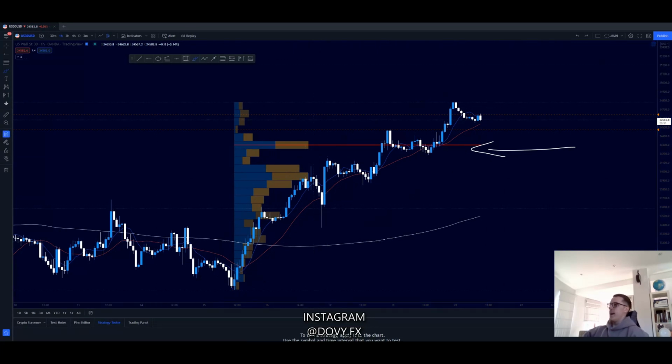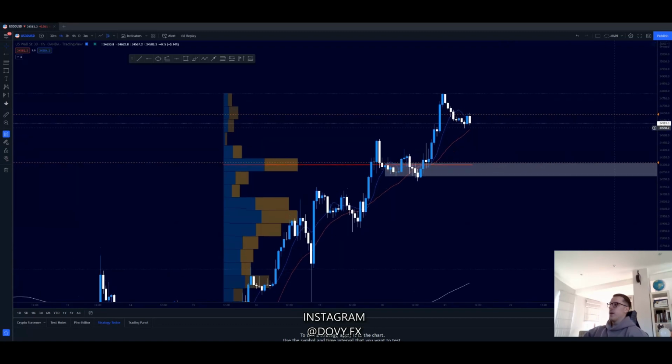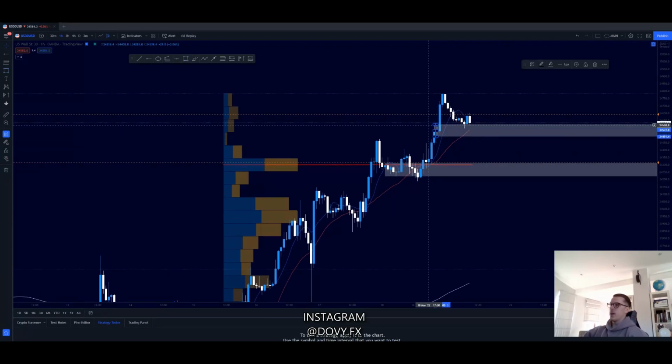So also we have a demand zone that we can mark up right here. This is going to be one of my demand zones, one of the points of interest in this current price action. So what I'm going to do is set an alert right at this zone. And then we also have a nice pretty little zone right here that I would like to mark up.